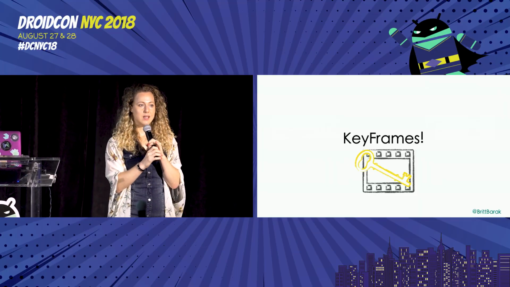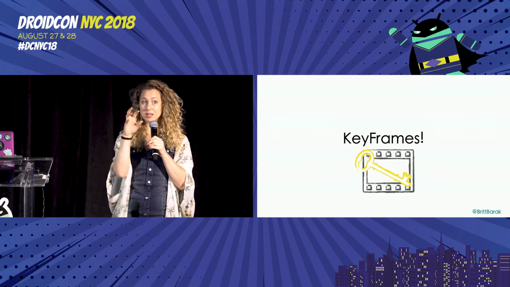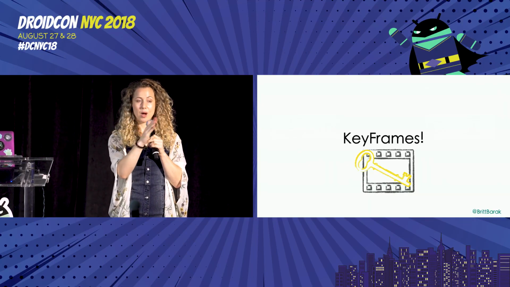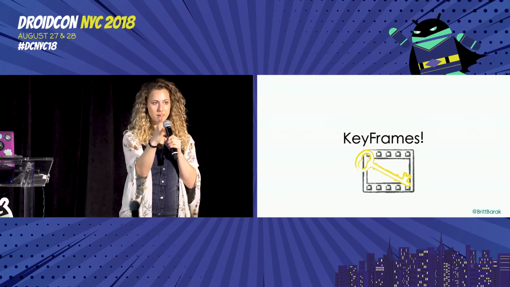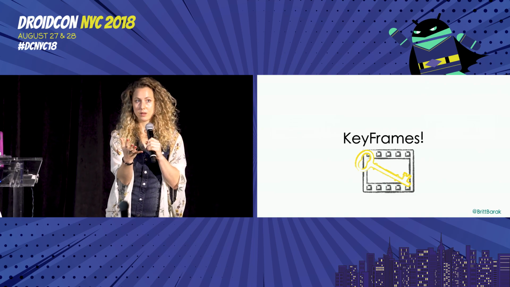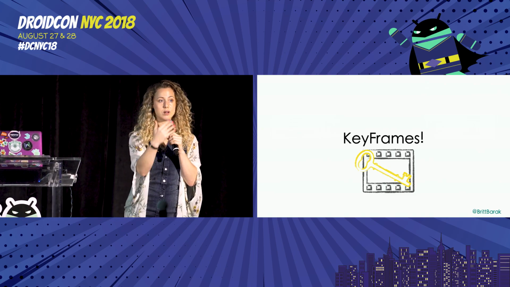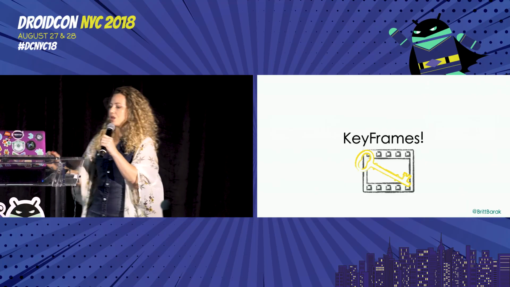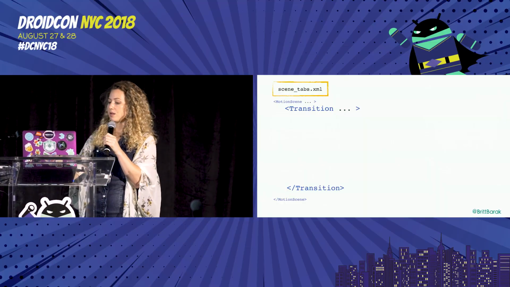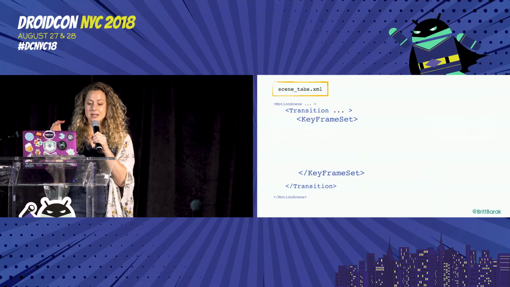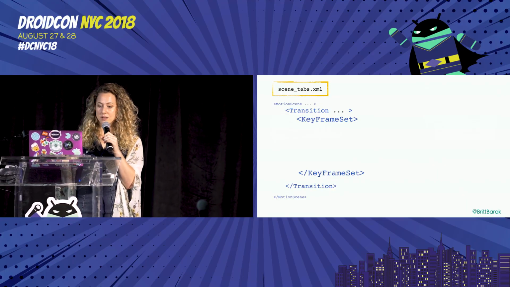Keyframes basically say, all right, this is the start, this is the end, but I want to go somewhere specific in between. I want you to make sure that in between this motion, you stop at a specific place, at a specific position with a specific layout, with specific attributes for specific views. So how do we do that? I'm going back to the scene, to the motion scene file, and inside the transition, we add a keyframe set.